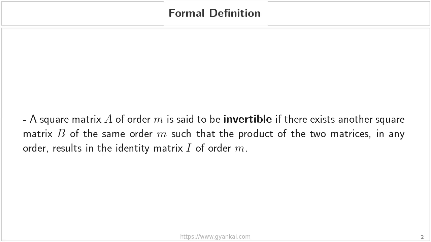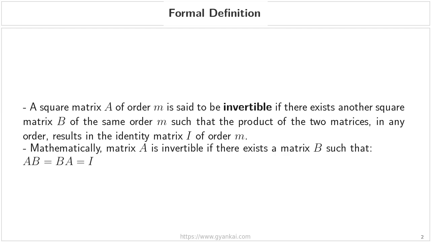Formal definition. Now that we have established the analogy between basic algebra and matrix algebra, let us move on to the formal definition of an invertible matrix. First, we define a square matrix A of order M as being invertible if there exists another square matrix B of the same order M, such that when you multiply these two matrices together in any order, the result is the identity matrix I of order M.